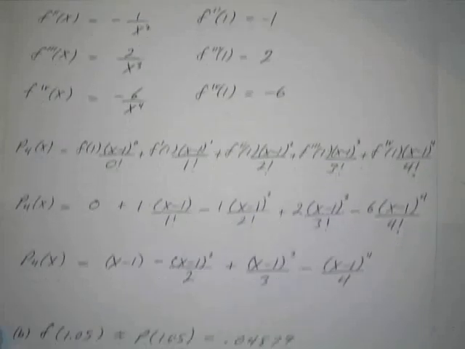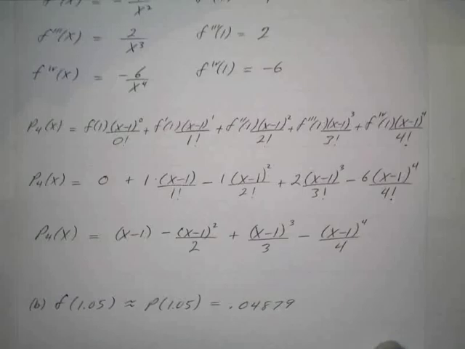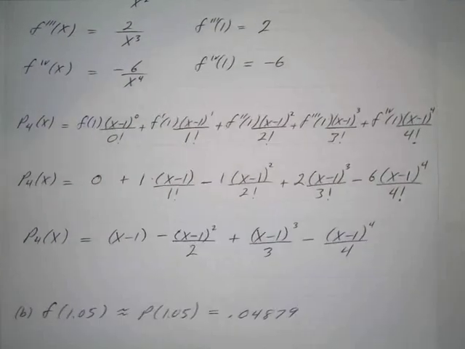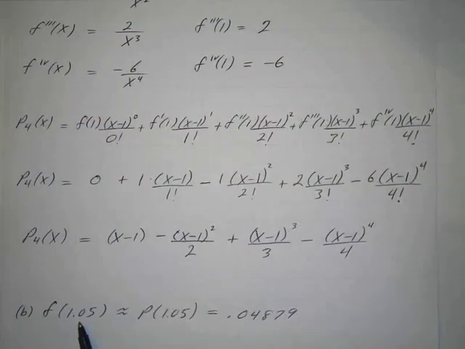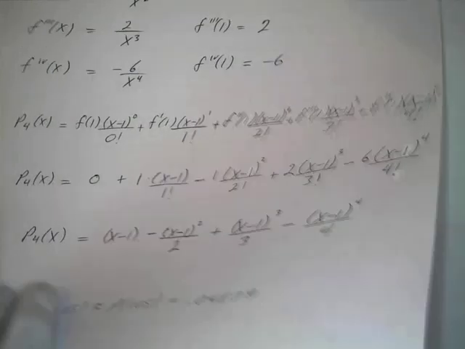And then the second part, we wanted to find f of 1.05, so we approximated that by p of 1.05, which ended up being, if you just would put this in your calculator, you could use Y vars, and you could put 1.05 in here, or you could work it out mechanically. I got 0.04879. Okay, so that was the easy part. Now let's talk about the error bound.